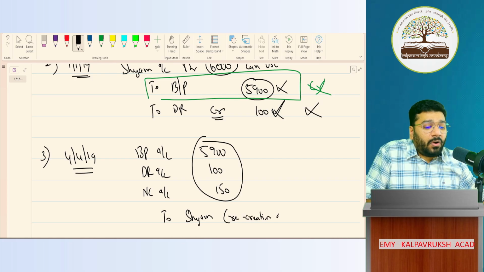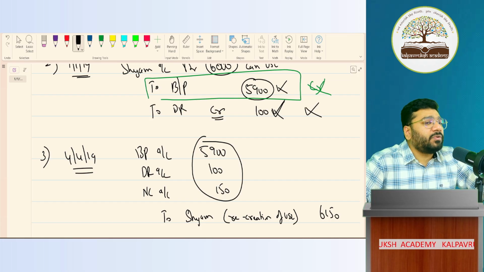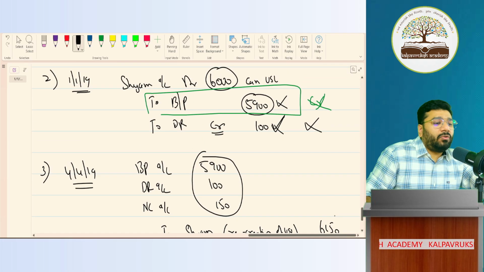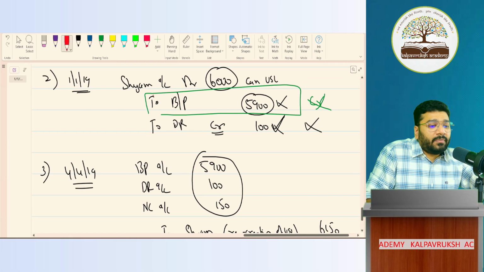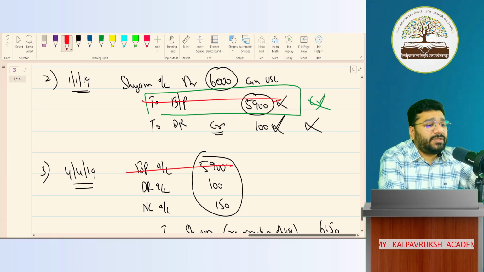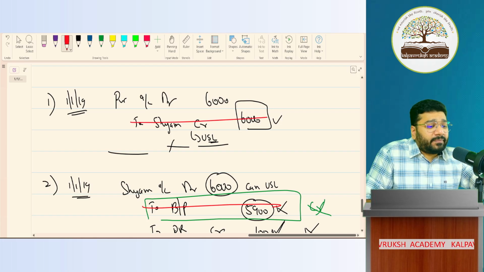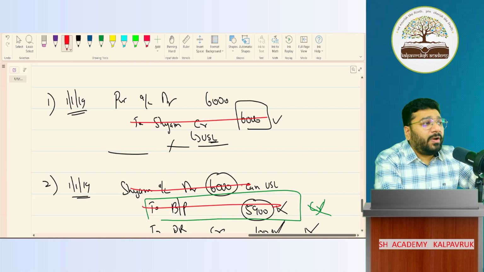Recreation of unsecured liability. How much in total? 6,150. Total money we have to owe to Sham is 6,150. Got it, not got it? What is the balance in BP ledger? 0, because BP account is opened here and closed here. What is the balance in Sham's ledger? Say 0. Sham account got opened here and closed here. On 1-1 it is 0.